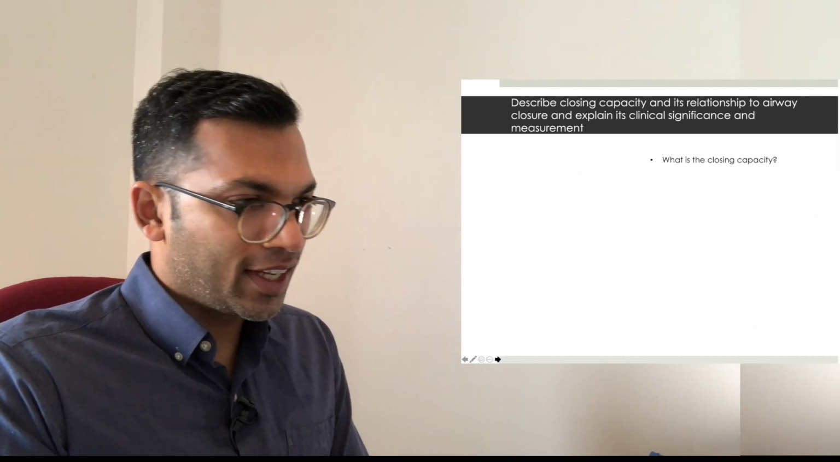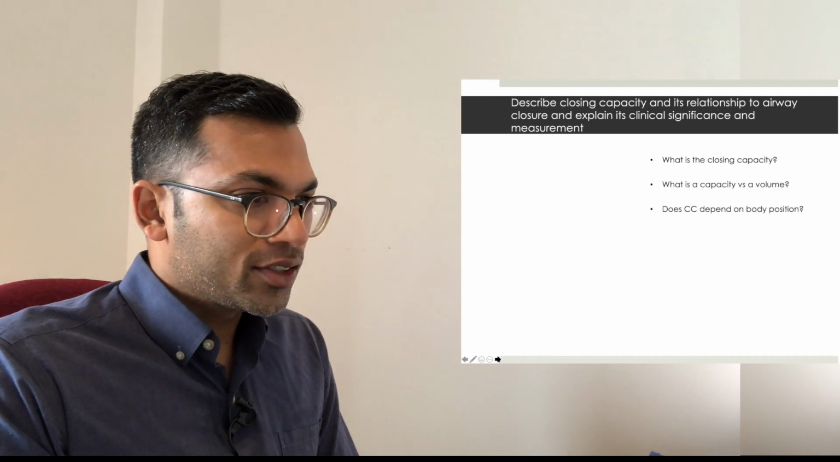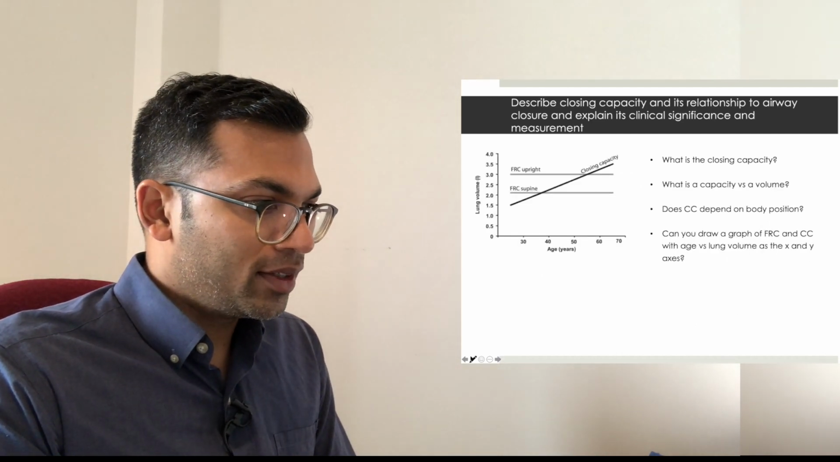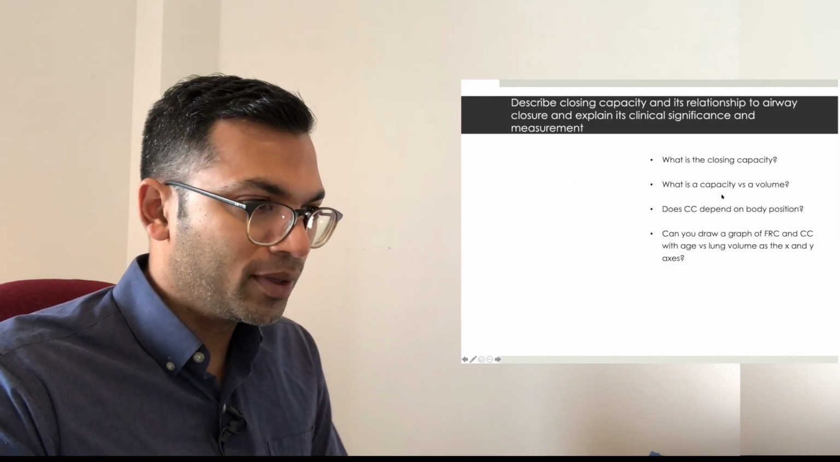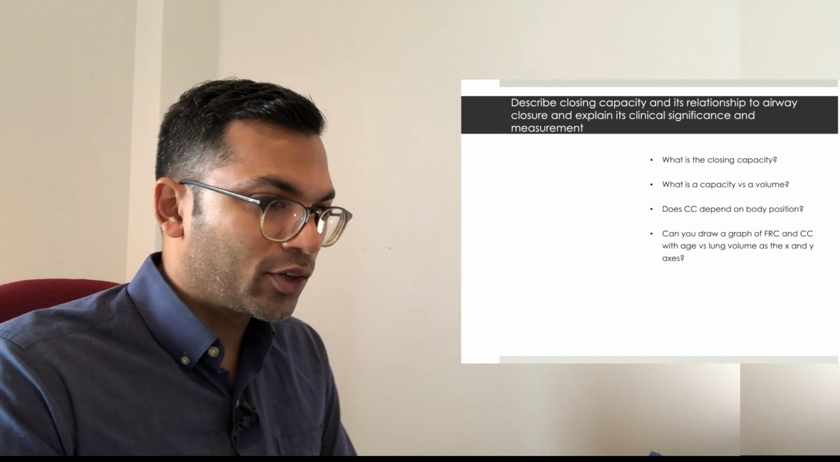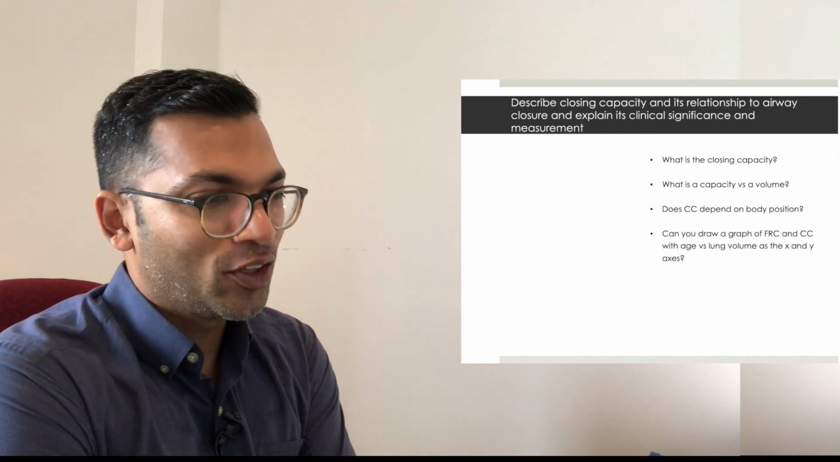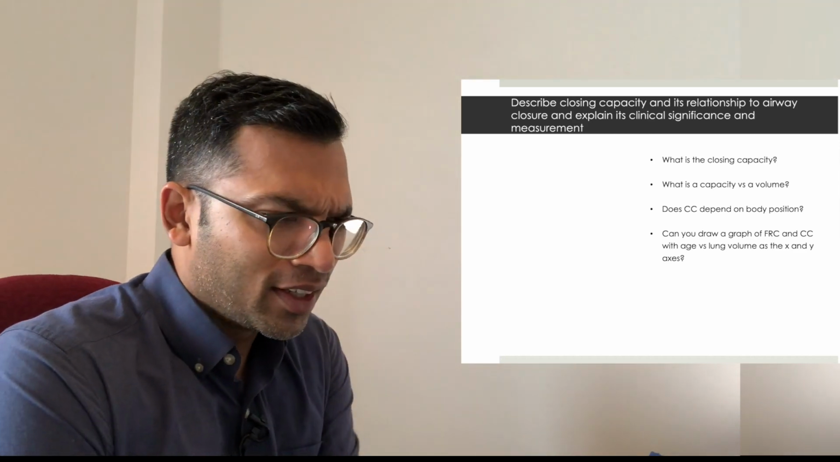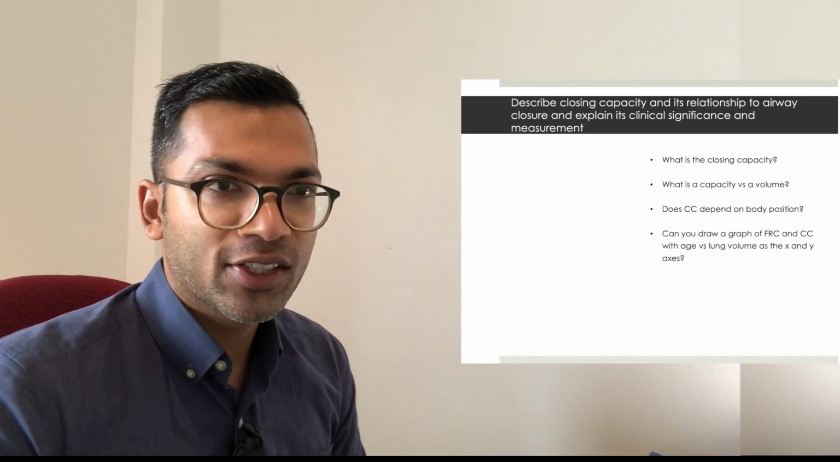Again, please ask any questions as we're moving through this. So I'll again put these up here. What is closing capacity? What is a capacity versus a volume? Does closing capacity depend on body position? And can you draw a graph of FRC and closing capacity with age versus lung volume as the X and Y axis? There's a pretty common graph, I think it's in either Nunn's or West's. Have a go at answering these questions.